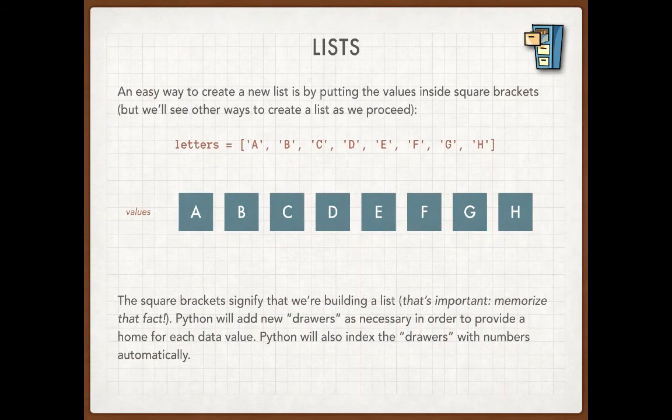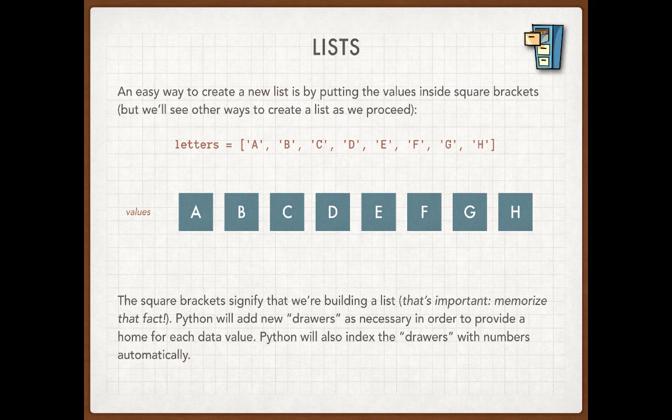Here's a really simple way to make a list. We will see more as we go along. Lists are so convenient and so handy that there are multiple ways to make them, but here's an easy way to get started. Here I'm going to make a filing cabinet called letters, and I'm going to put all of these letters A through H into that filing cabinet.